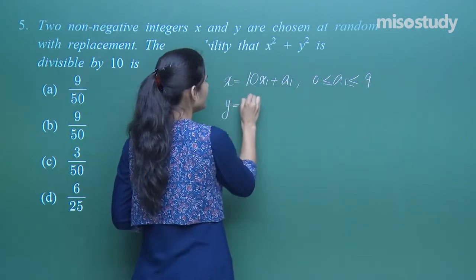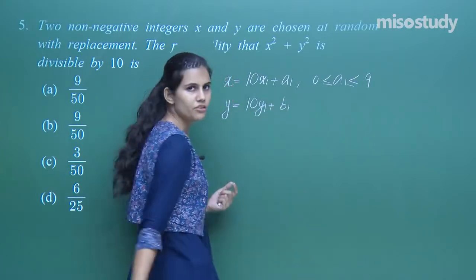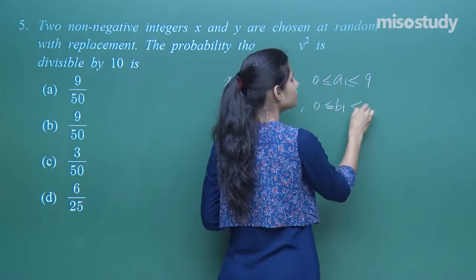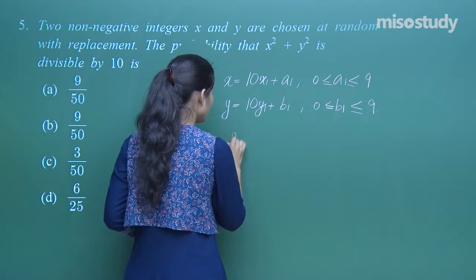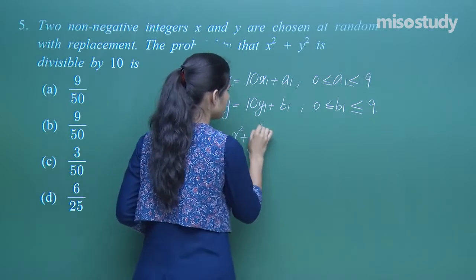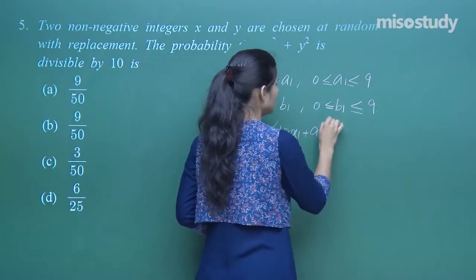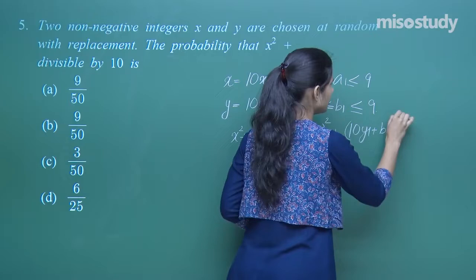Similarly, y, when you divide by 10, you get a quotient and you get a remainder, where the remainder is greater than or equal to 0 and strictly less than 10, or less than or equal to 9. So when I talk about x square plus y square, it is actually (10x1 plus a1) square plus (10y1 plus b1) square.